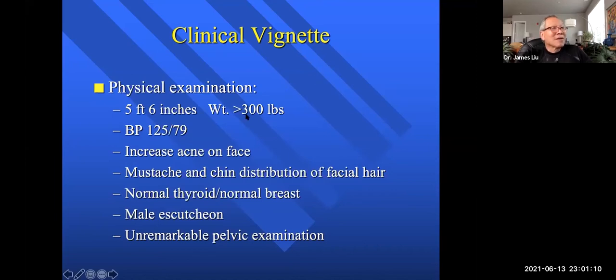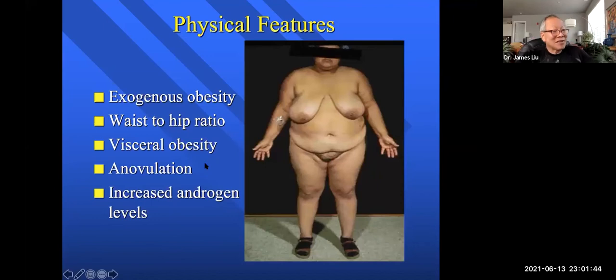So looking at her, she really is heavier than she thought she would be. She is 5'6", greater than 300 pounds, so her BMI is over 46. She has increased acne on her face, and what appears to be a vague suggestion of a mustache chin distribution with facial hair. Breast exam and thyroid exam are normal. She has a male type escutcheon. Couldn't feel anything on pelvic exam, and here's an example of her.